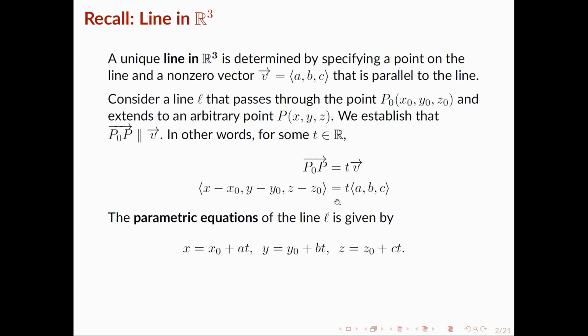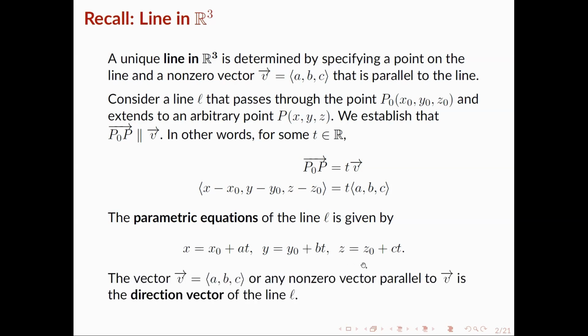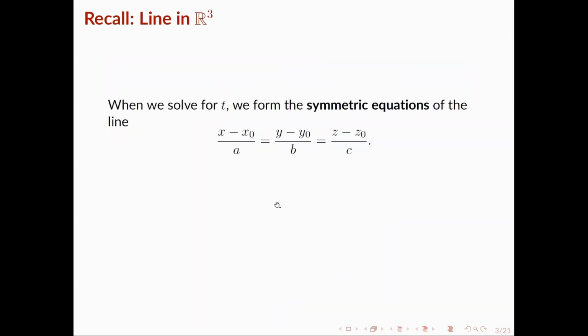This is equivalent to saying that at is equal to x − x0, bt is equal to y − y0, and ct is equal to z − z0. Therefore, the parametric equations of the line L are given by x = x0 + at, y = y0 + bt, and z = z0 + ct. The vector v given by ⟨a, b, c⟩, or any non-zero vector parallel to v, is the direction vector of the line L. Now, when we solve for t, we form the symmetric equations of the line.